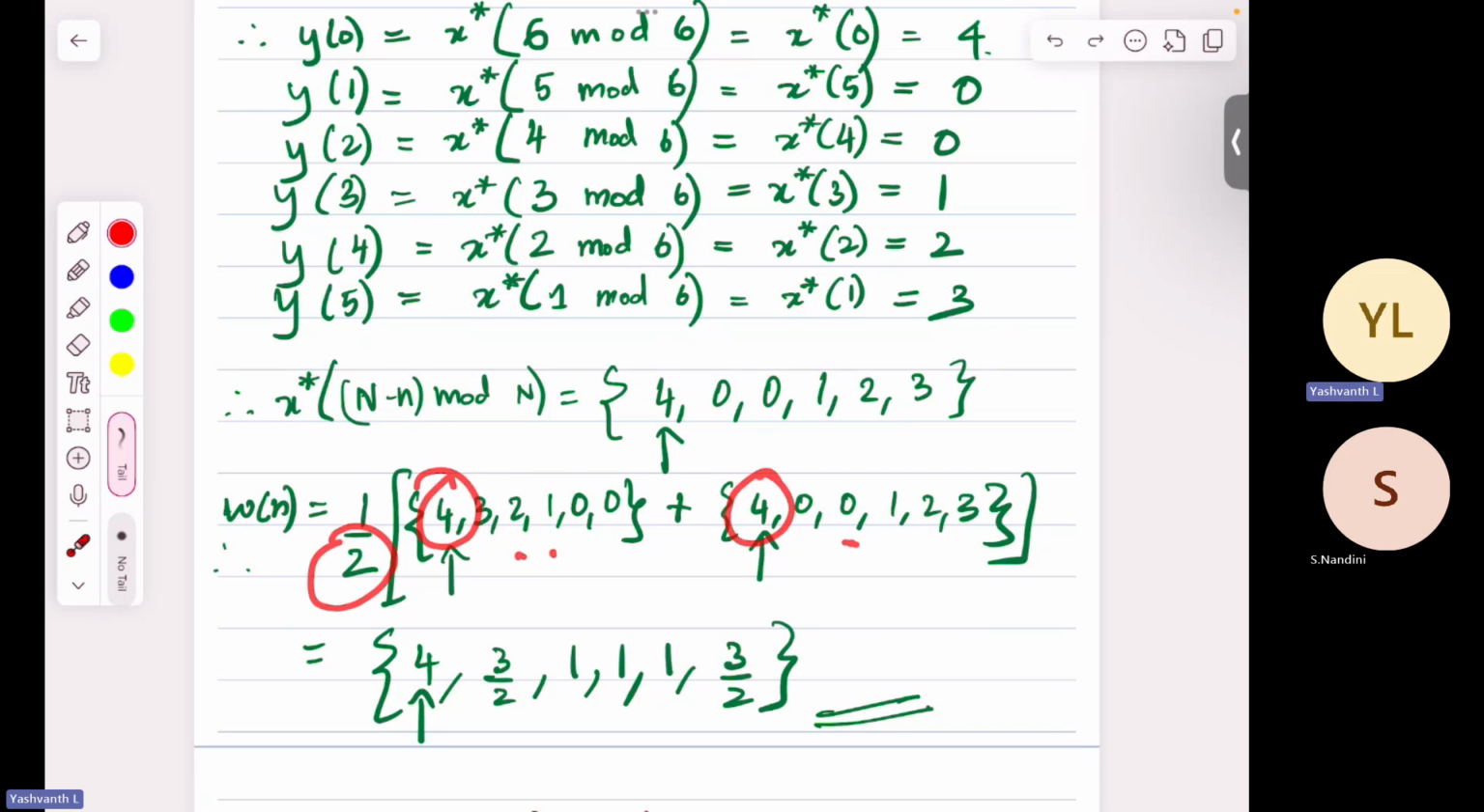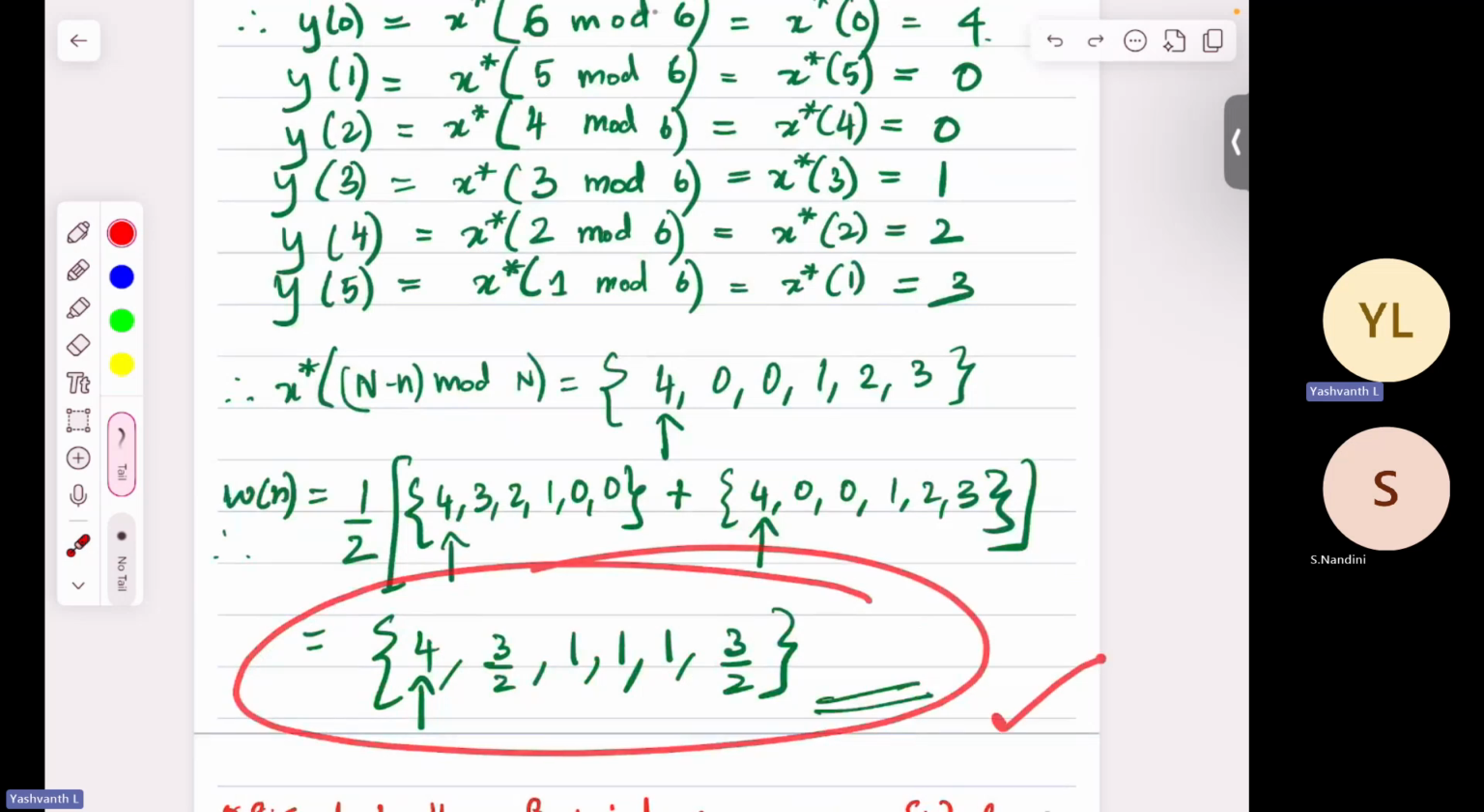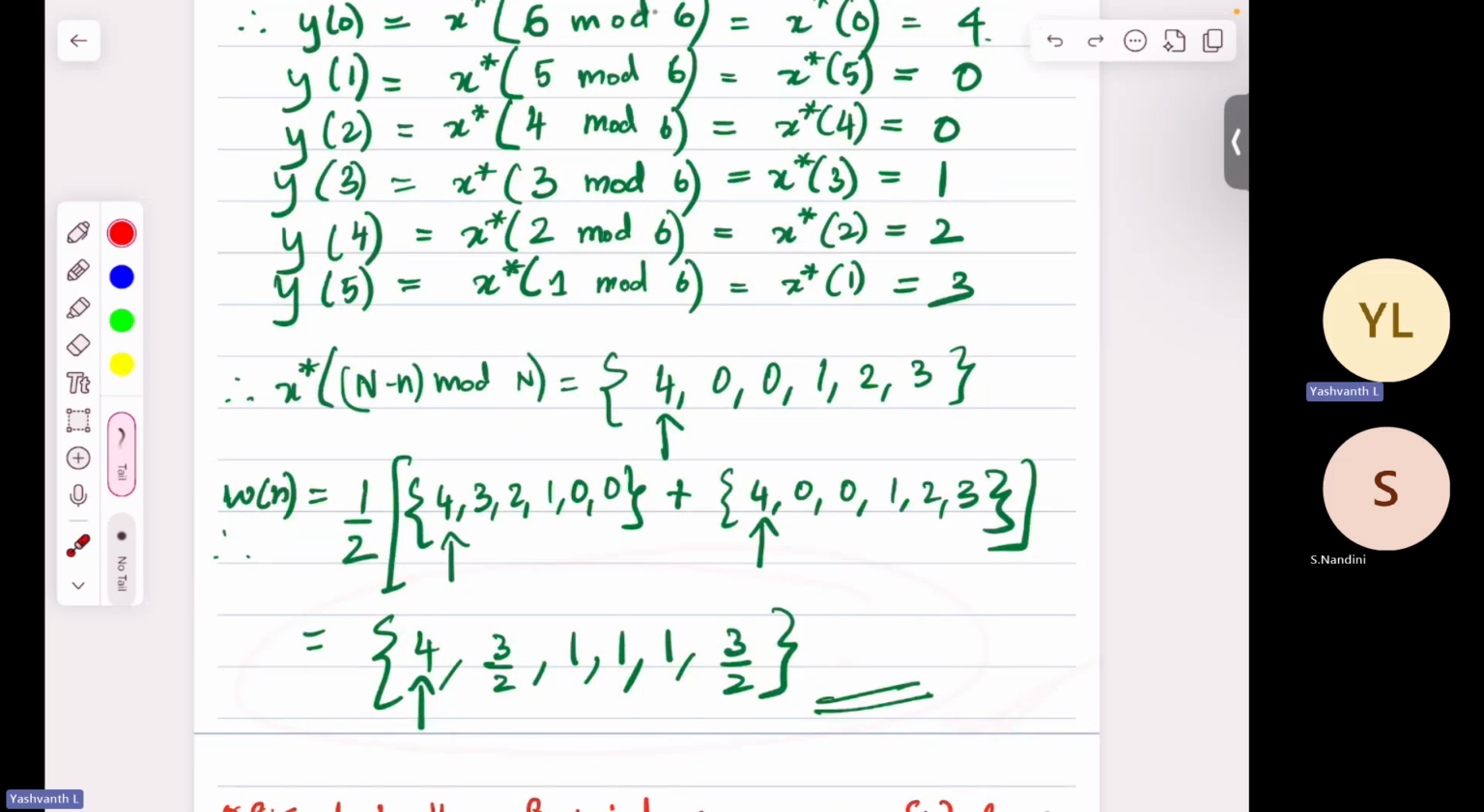So 4 plus 4 by 2 is again 4. Similarly, 3 plus 0 by 2 is 3 by 2. 2 plus 0 by 2 is again 1. 1 plus 1 by 2 is again 1. 0 plus 2 by 2 is again 1. 0 plus 3 by 2 is again 3 by 2. So with an arrow mark at 4, your W of n is this sequence, a 6-point W of n. Is the answer clear?